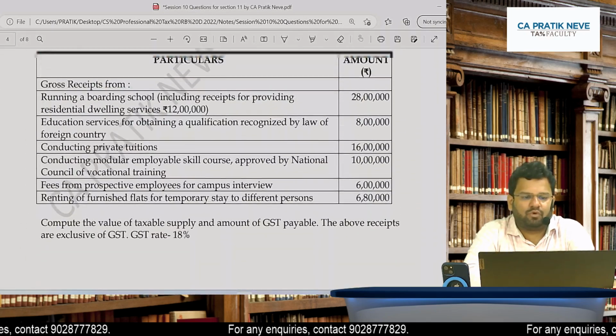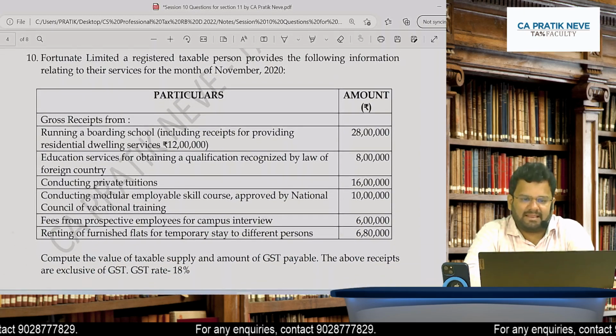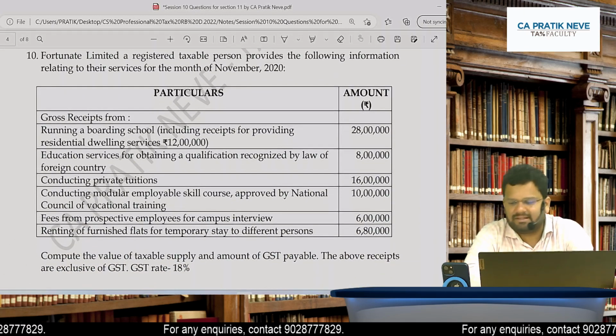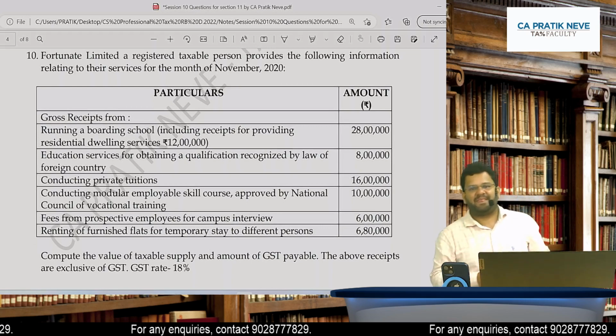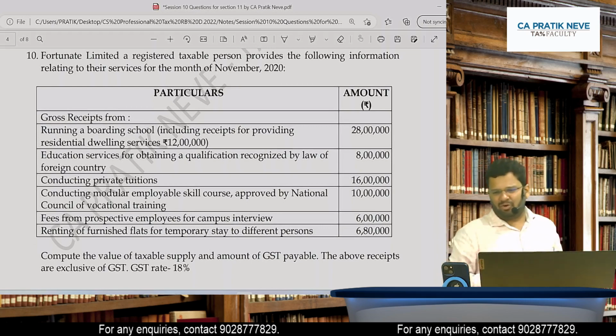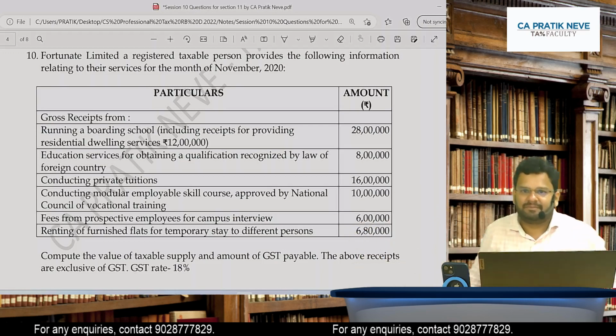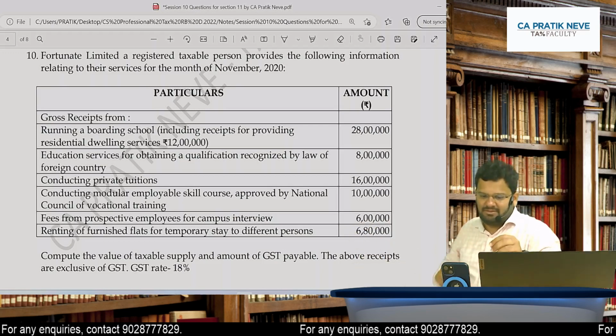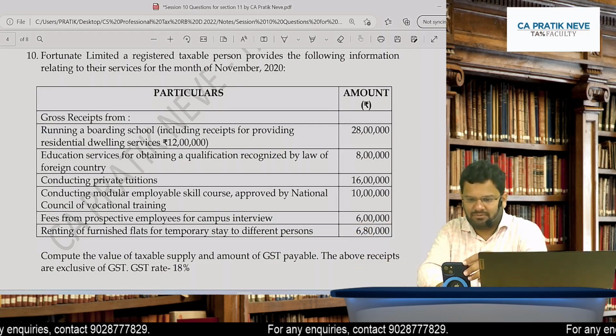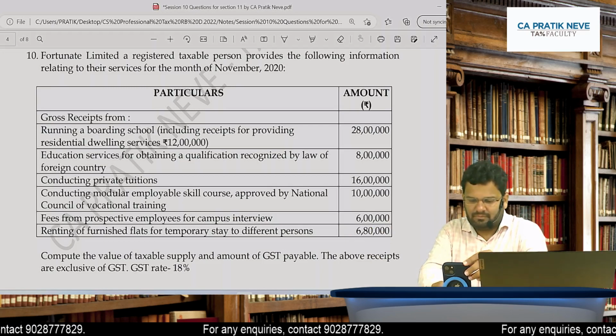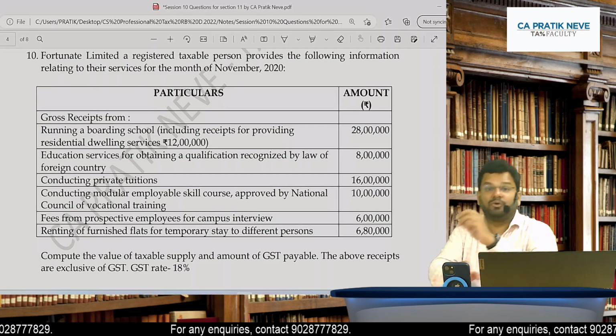On page number 4, question number 10. Are you all there? I hope you can focus at a time for 1 hour, 1.5 hours, obviously. Yes. Very good. Good. Check.